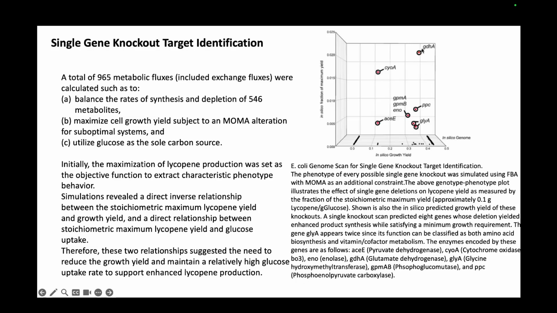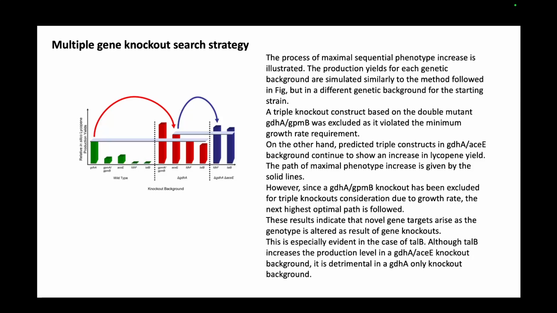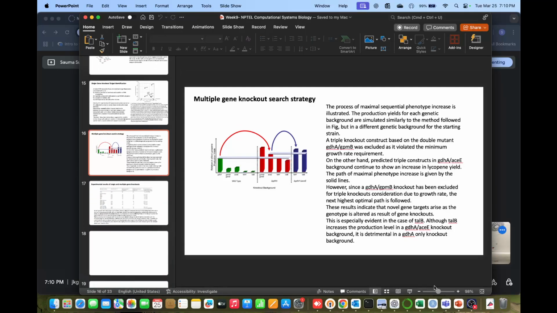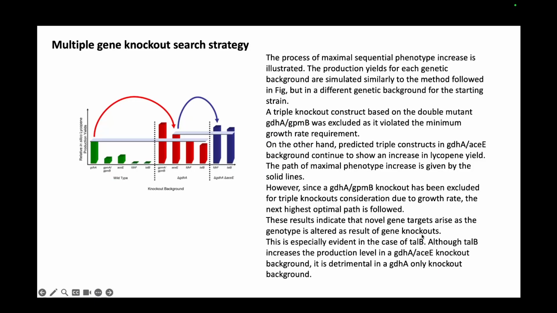But this is actually the maximum. The deletion of this is actually a maximum production of lycopene. So now this was the condition for single gene knockout. What about multiple gene knockout, right? The process of maximum sequential phenotype increase is illustrated on the left.